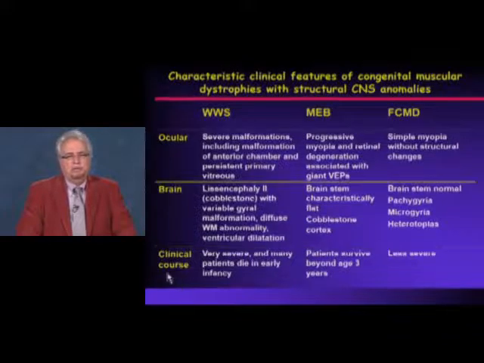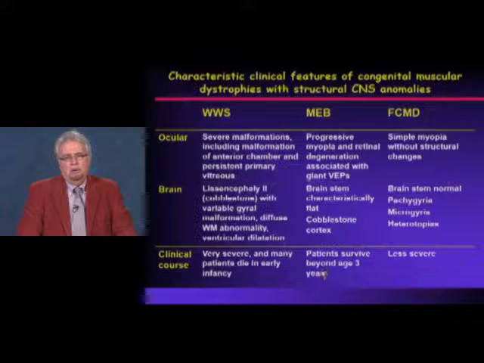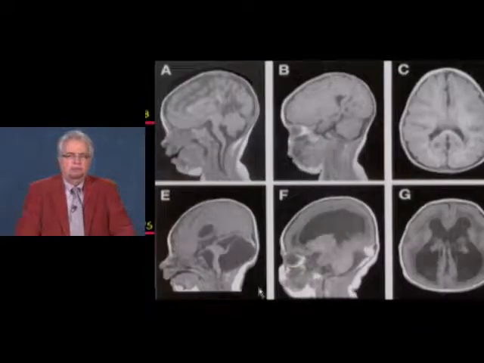The clinical course does vary, with a very severe phenotype in Walker-Warburg syndrome, and many of these patients die in early infancy. And then we have patients who have intermediate life expectancy, or live beyond the age of 3 years, in muscle-eye-brain disease, and a less severe course in patients with Fukuyama muscular dystrophy.